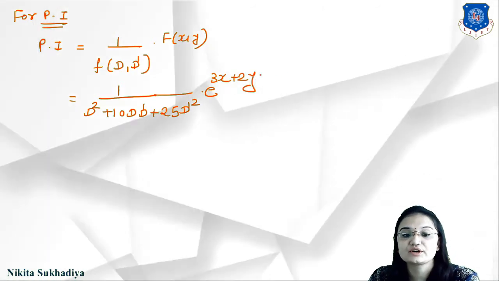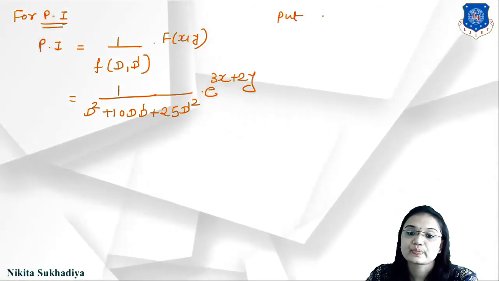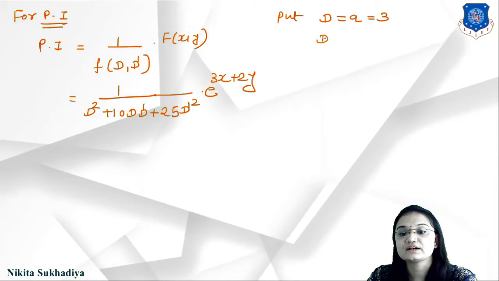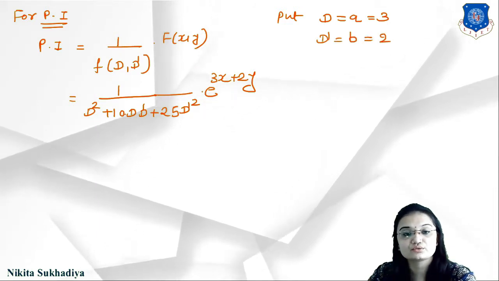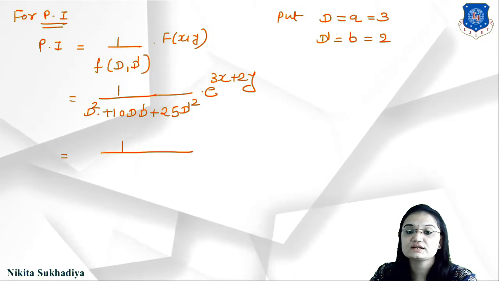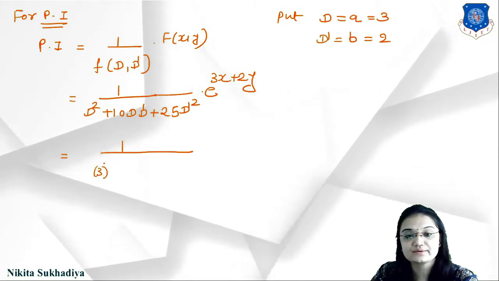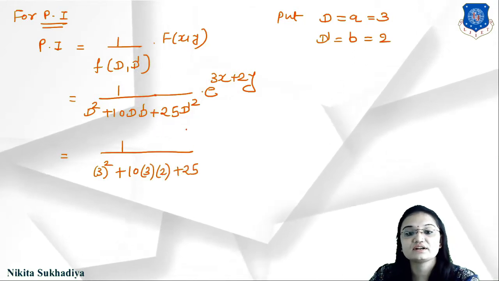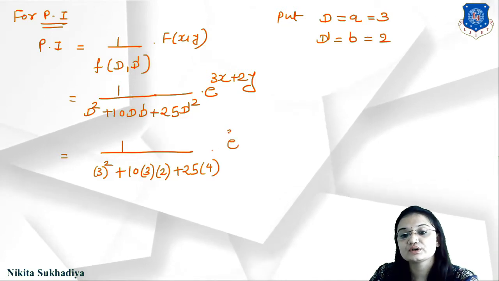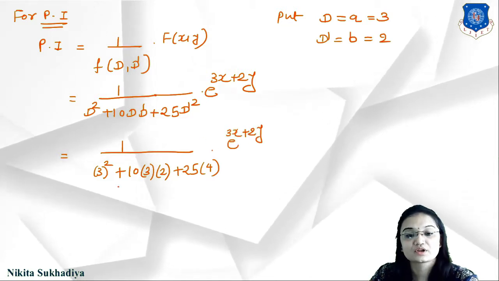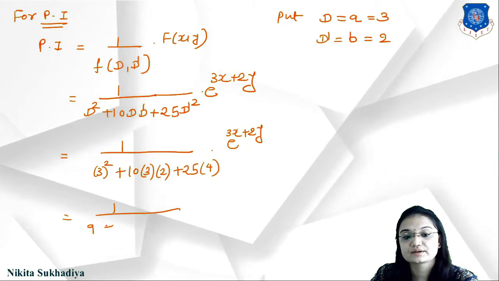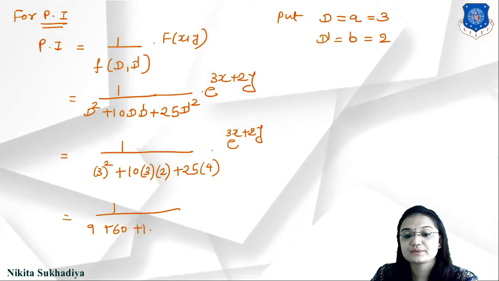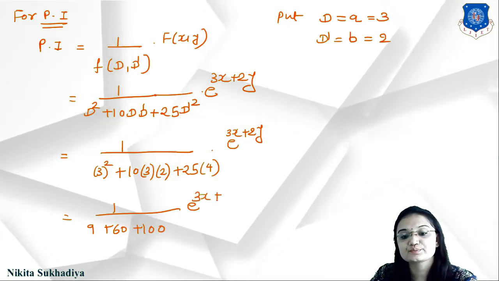According to case number 1, put capital D is equal to a, where a is equal to 3, and D dash is equal to b, where b is 2. So put D is equal to 3 and D dash is equal to 2. This will become 3 square plus 10 into 3 into 2 plus 25 into 2 square, into e raised to 3x plus 2y. So this will become 1 upon 9 plus 10 times 3 times 2, that is 60, plus 100, e raised to 3x plus 2y.